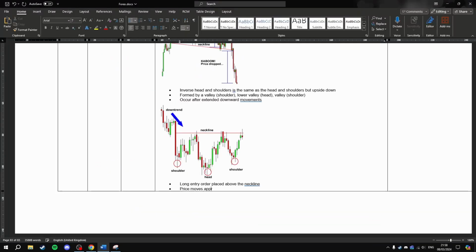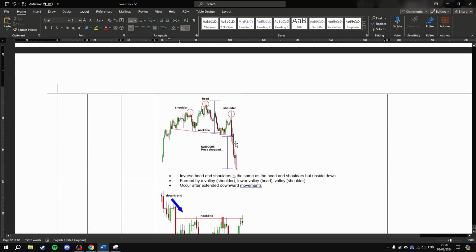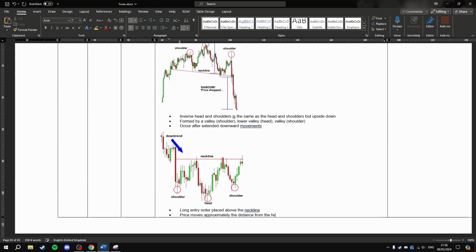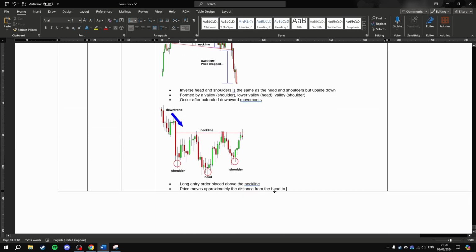Price moves approximately the distance from the head to the neckline.